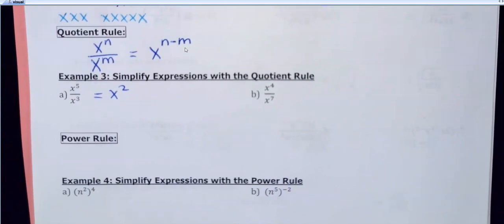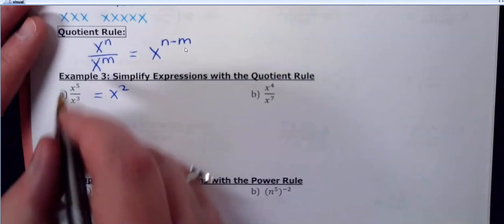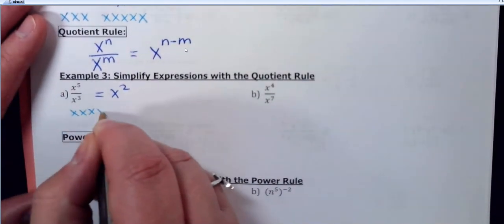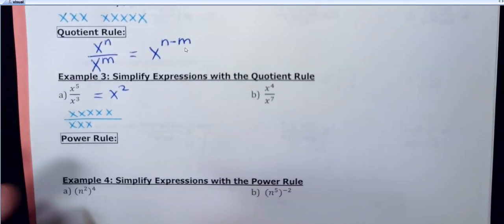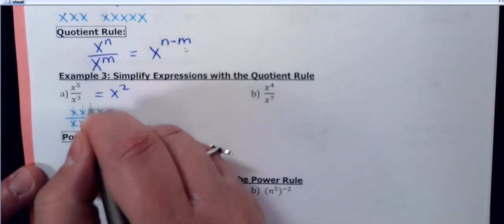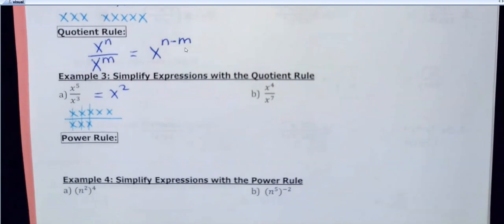What's really going on there, and you don't have to write this down if you don't want to, you have 5 x's over 3 x's. So 3 in the bottom cancel 3 in the top, and you still have 2 left over in the top, but that's the basic concept behind it. You don't have to write that out.